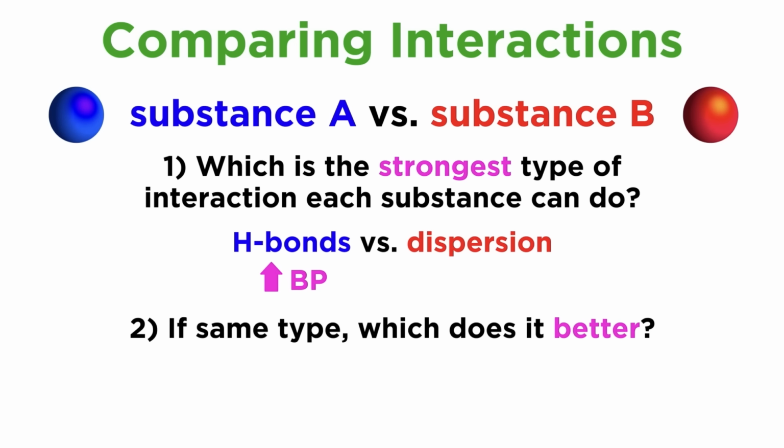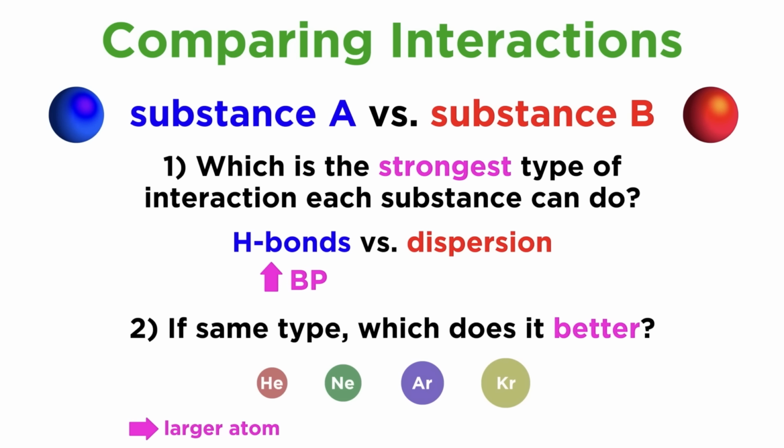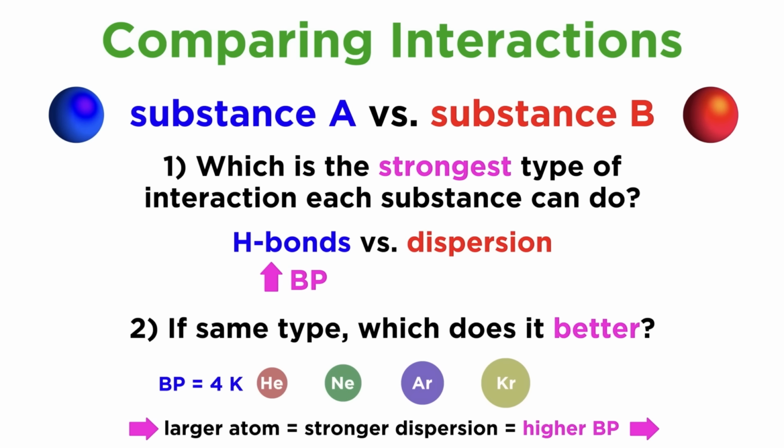If instead the two substances make the same strongest type of interaction, we have to see how well they do it. Take the noble gases, for example. These are monoatomic species. Which will boil the highest? Well, the larger the atom, the larger the surrounding electron cloud, and the more significant the momentary dipole that can be produced. So the larger the atom, the stronger the dispersion interaction, and the largest noble gas will therefore boil the highest, while helium, being so tiny, has the lowest boiling point of any substance in the universe, boiling at barely above absolute zero.